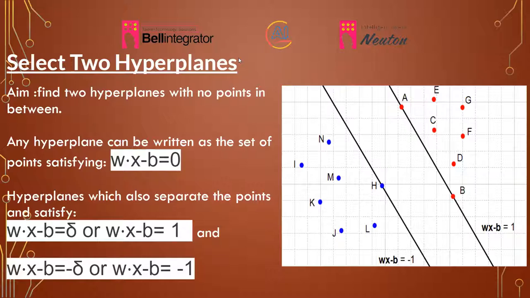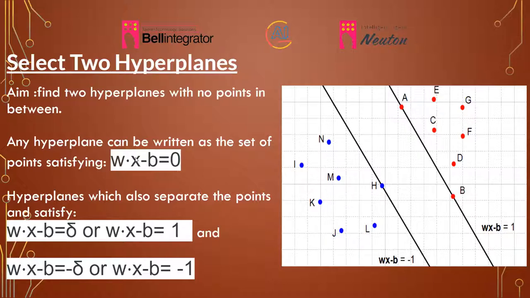So let's go ahead now and select two hyperplanes. Let's find two hyperplanes with no points in between. So back to coordinate geometry, how do I write the equation of a hyperplane? Any hyperplane can be written as a set of points xi satisfying w · x, this is an inner product, minus b equals zero, where w is the normal to the plane, x is your vector points which are satisfying this equation, which are on the plane basically, and b is your offset parameter.